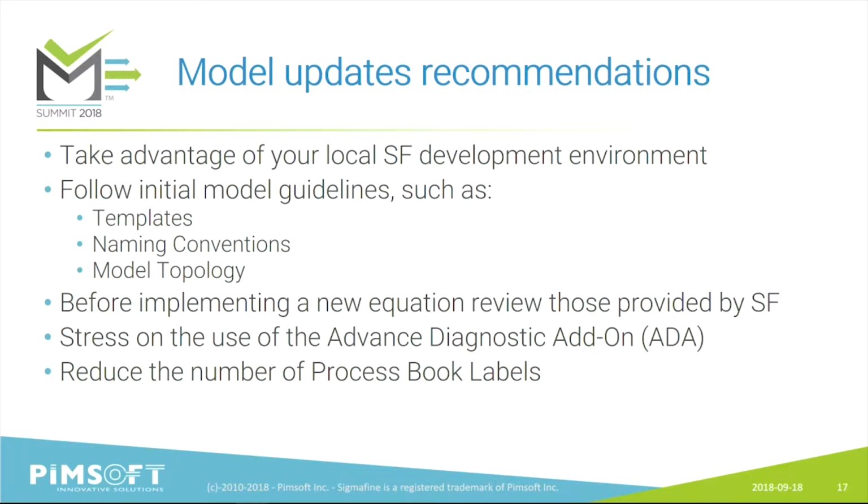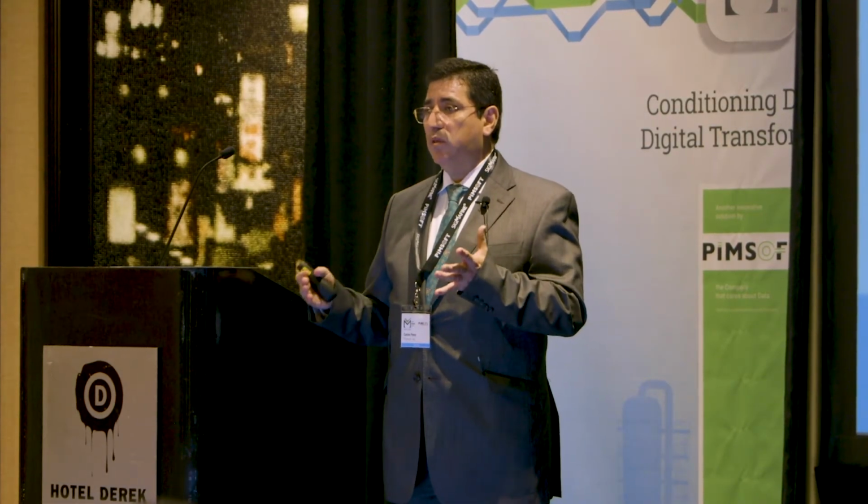The first recommendation was use your development environment to install your system and check whatever you are changing and overriding, just validate that the changes that you are doing are good. Then follow the initial guidelines from your initial model. Take in consideration the template that you have from the beginning, the original naming convention, but also your model topologies, how those topologies were done, and what is the actual connectivity that you have. Because in this way, you keep your reportings in a good shape.